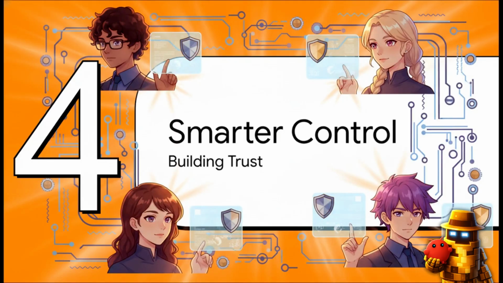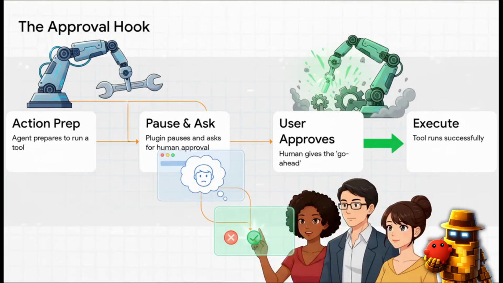Okay, but with all this new power comes a need for, well, control. And that brings us to the features that are all about building trust and making sure these agents are working for us safely. And honestly, this next one might be the most important feature in the whole update. It's called the approval hook.